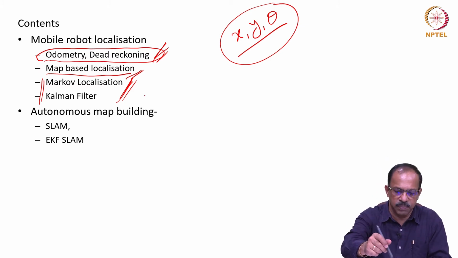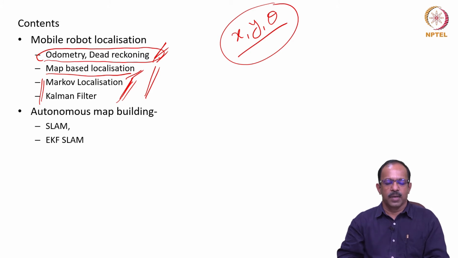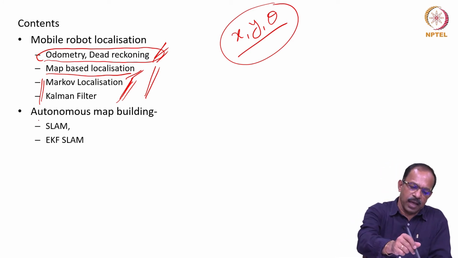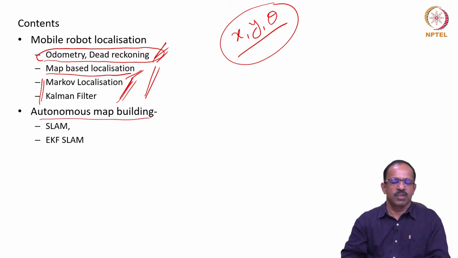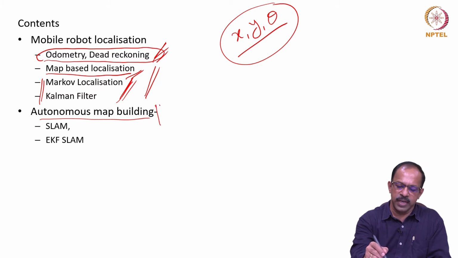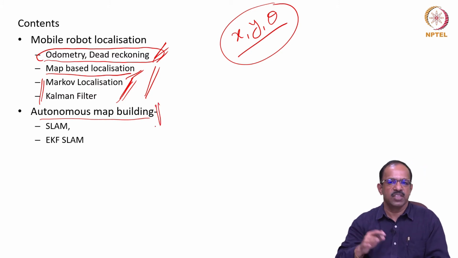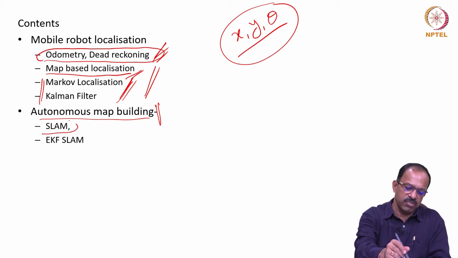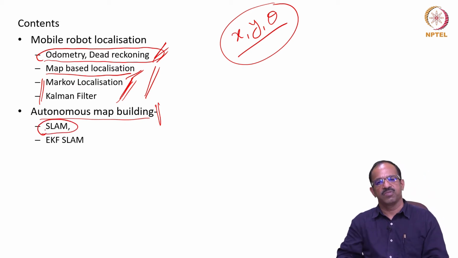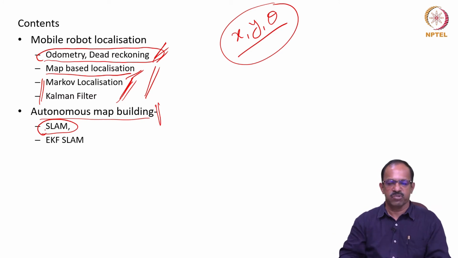So, that is basically the map based localization. And as the robot does the localization, sometimes the map may not be available. So, in that case, the robot needs to create a map of the environment as it does the localization, and this is known as simultaneous localization and mapping, or SLAM. Simultaneous localization and mapping is SLAM. So, the robot will be able to create a map and localize itself within the map simultaneously.